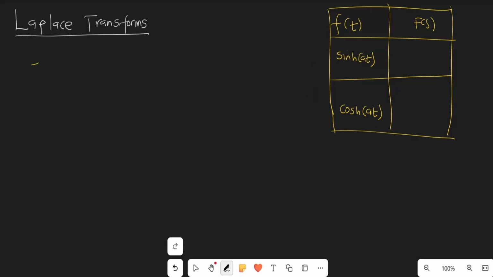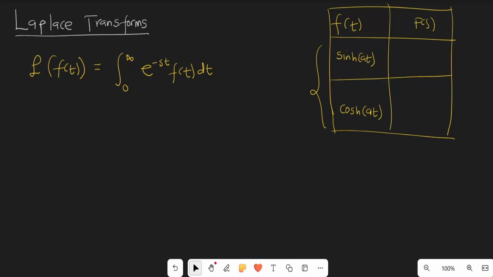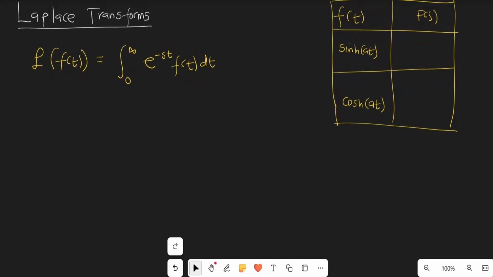So let's start with the definition of the Laplace transform of a function f of t. This is equal to the integral from 0 to infinity of e raised to the power negative st multiplied by the function f of t dt. So this is the function that we are seeking to transform into the s domain, which is the capital F of s. Alright, cool. So let's start with the sine hyperbolic function of at.